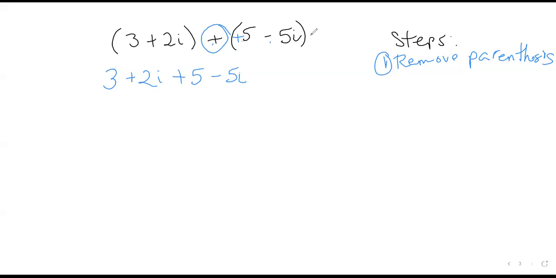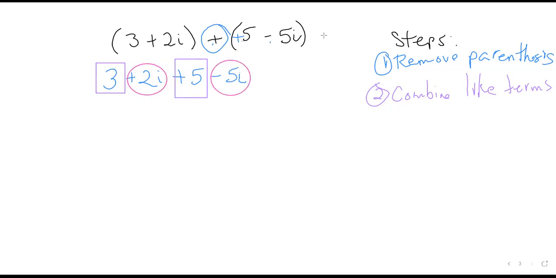Step 2 is just to combine like terms. So that means I'm going to combine, I wish there was a highlighter, my 3 and my 5, because they don't have an i. And I'm going to combine my 2 and my negative 5i. Those are the two that match up.